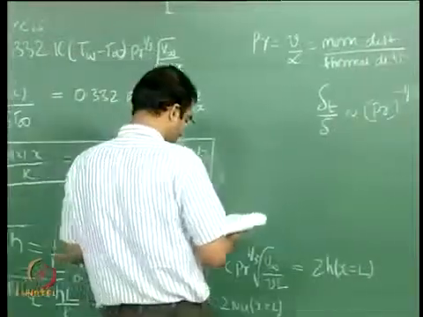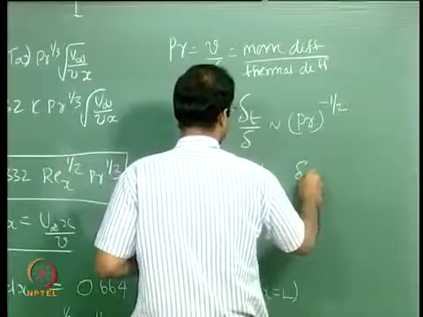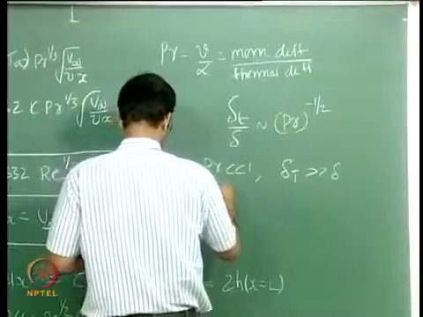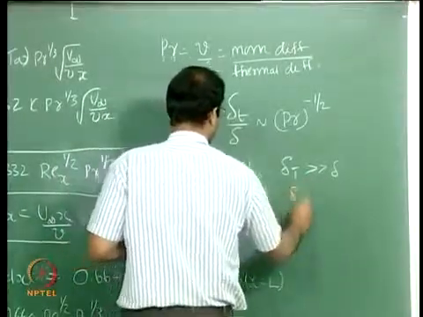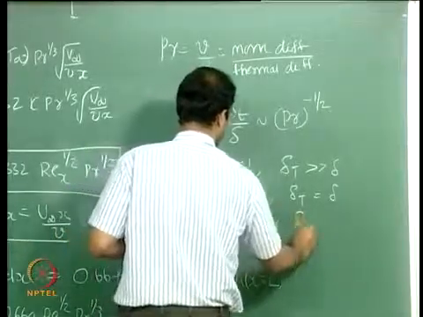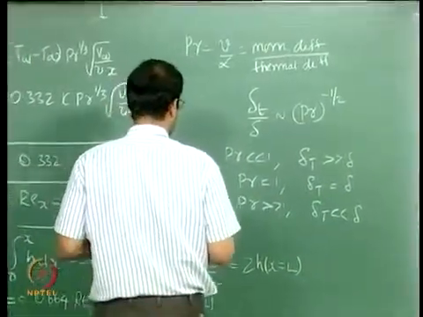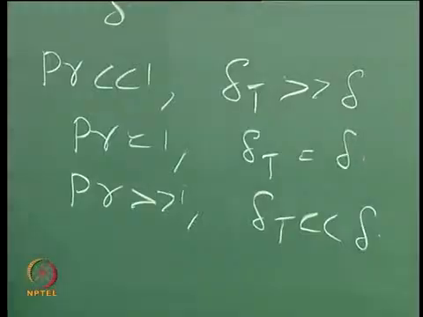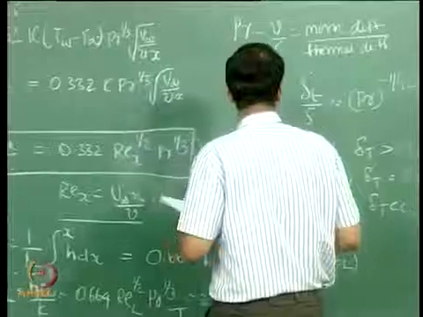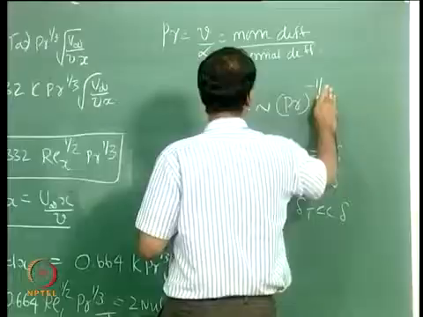Okay, so therefore if you are saying that my Prandtl number is much lesser than 1, your thermal boundary layer thickness is much greater than your momentum boundary layer thickness, and for Prandtl number equal to 1, both are equal and vice versa. Okay, so this is the kind of observation for higher Prandtl numbers. For Prandtl numbers of the order of 1 and greater than 1, you can clearly show that delta t by delta scales as Prandtl number to the power minus 1 by 3.